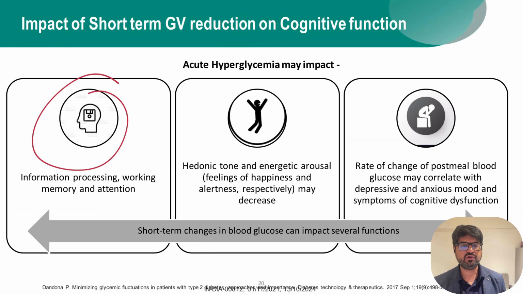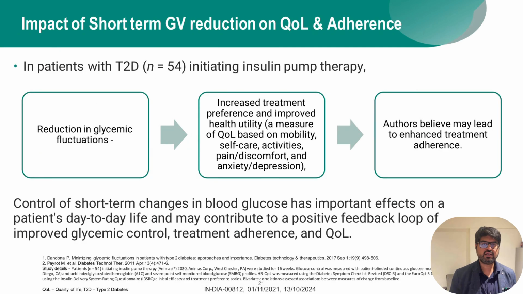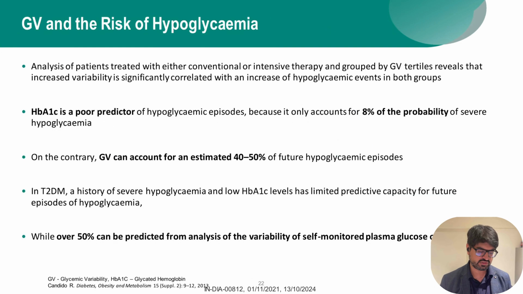So there could be mood changes, right? The patient could be manic or depressive. That kind of thing. And of course it can correlate with depressive or anxious symptoms, and that can lead to cognitive dysfunction. So these are all short-term impacts of glycemic variability. Now, there's a study which looked at glycemic variability in patients on insulin pumps, and they found that reducing short-term glycemic variability improved the quality of life, which I think anybody who suffers from type 1 understands: whenever you have high glycemic variability, the quality of life is definitely poor.